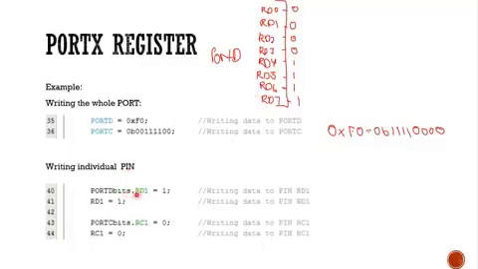If you are writing individually, you can put dot, port D bit dot RD1, or you can just put RD1. So if you want to write a value, you put 1. This means that RD1 only will become high. So for port C, bit RC1, 0. This means that only RC1, port C bit 1, produces 0.